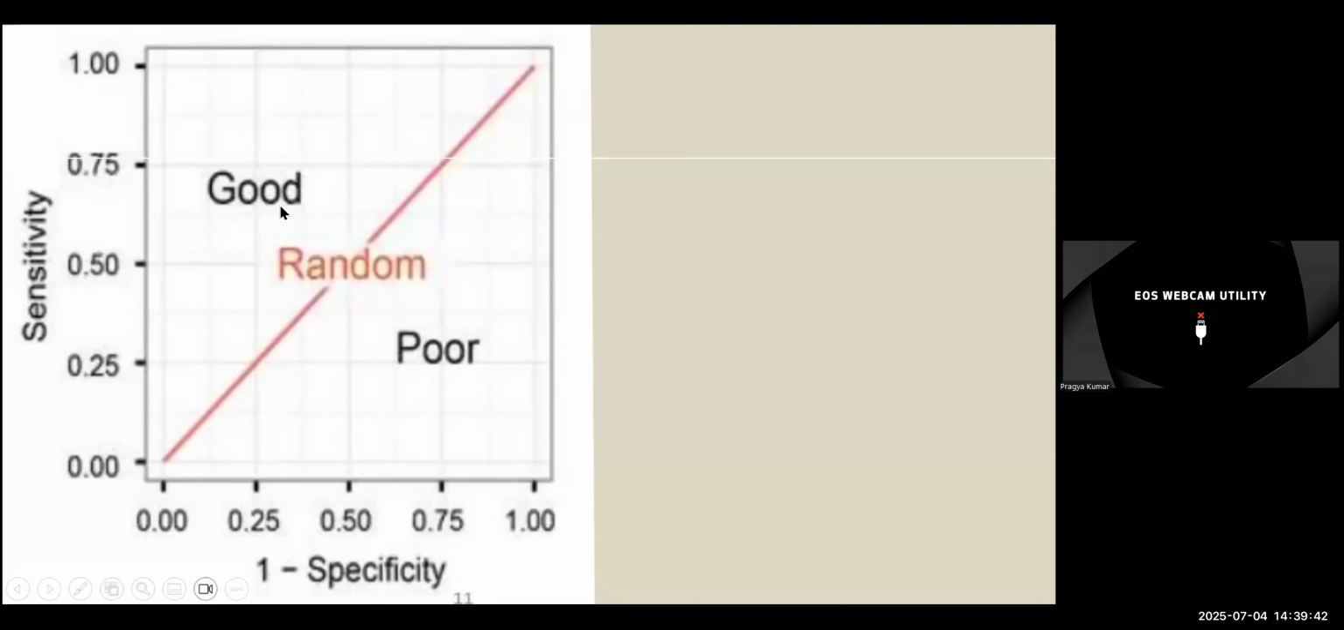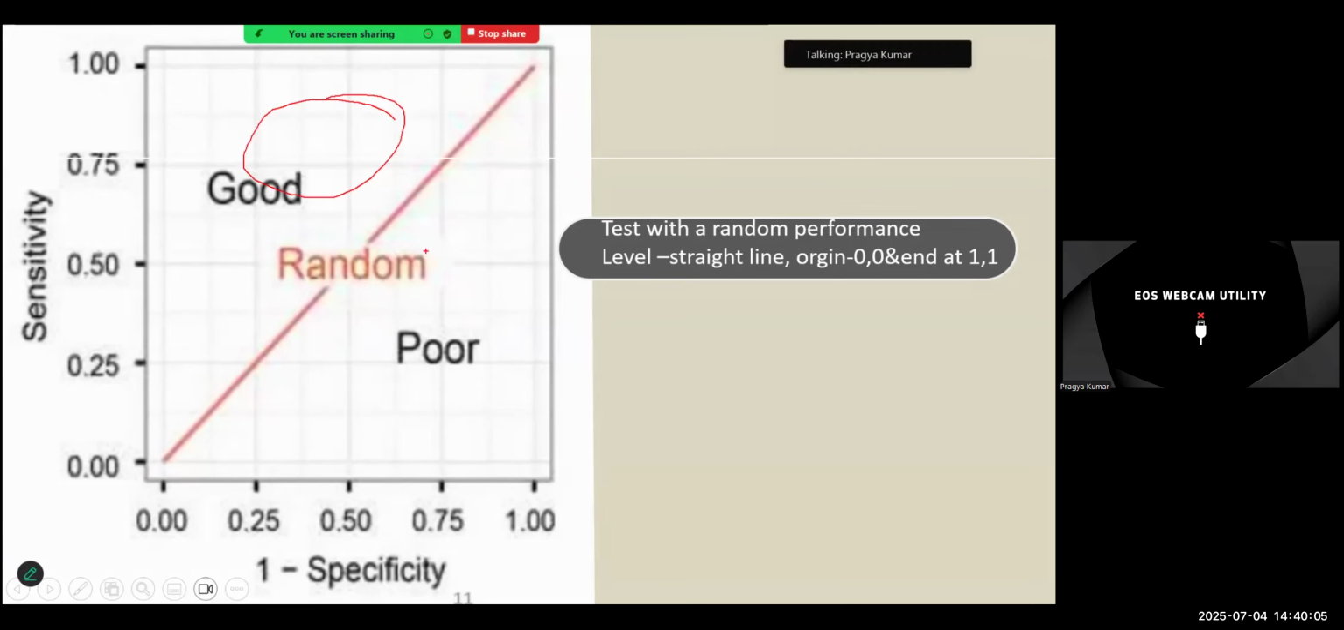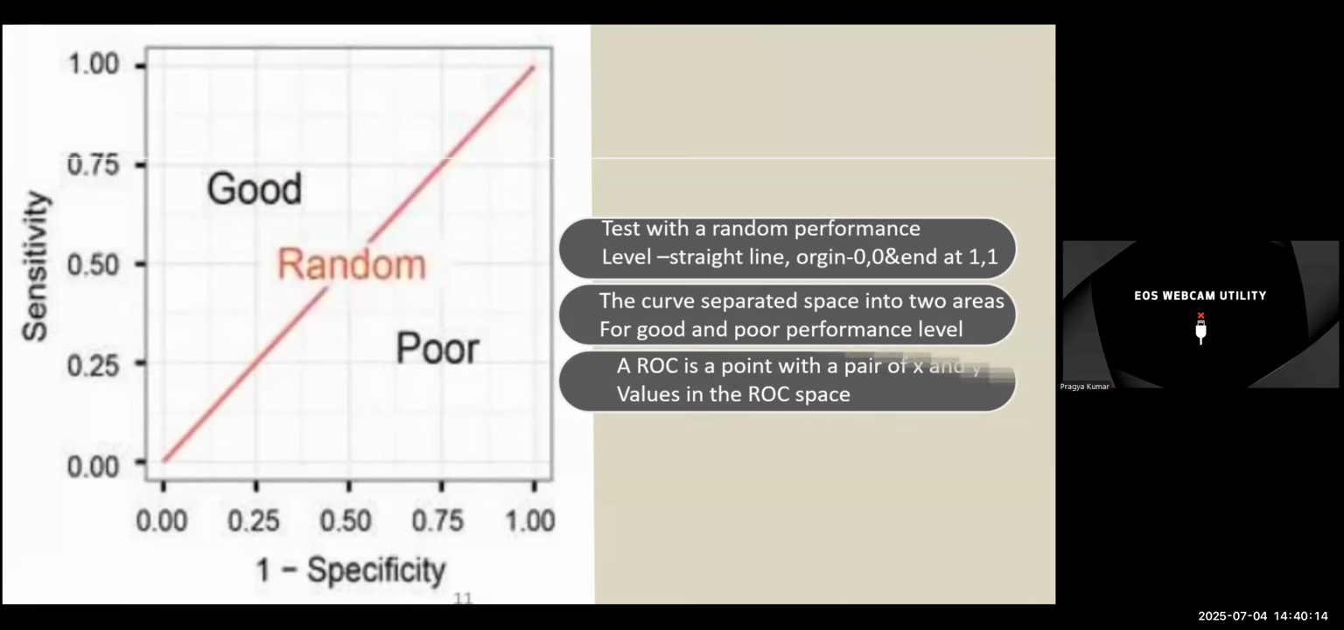So you can see that this is the diagonal line. The diagonal line means it is random, and the discriminatory power is nil. That means you could randomly say who will have the disease and who will not, and then it will come as a diagonal. Any graph which lies above this diagonal line is performing well, and below this diagonal line is performing poorly. So the curve separates this area into two spaces for good and poor performance.